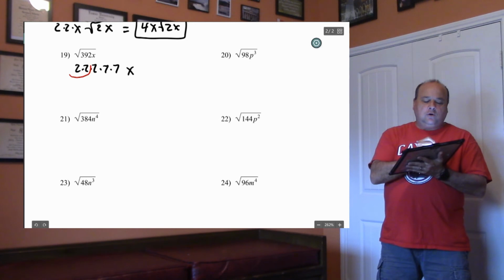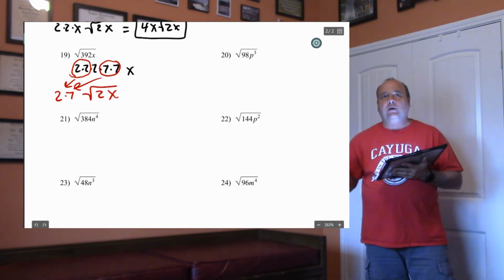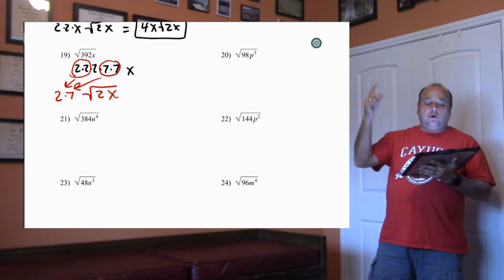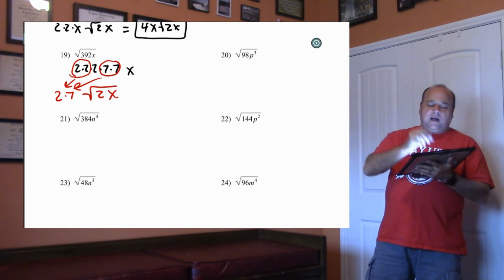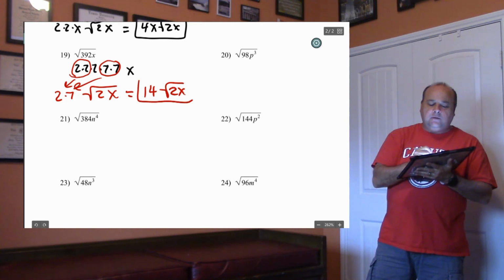Now then I'm going to circle my pairs, and each pair gets pulled out. So I can pull out a 2 and a 7, and a 2 and an x are left inside, aren't they? The 2 numbers that were circled are 2 and 7. I'm going to multiply that. My final answer would be 14 square root of 2x.